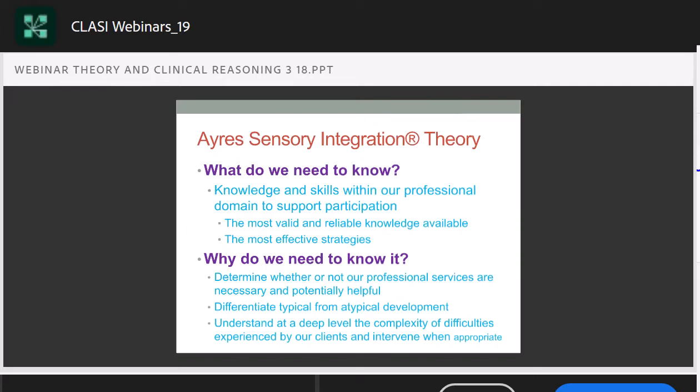So what do we need to know? What we need to know as practitioners is the knowledge and skills within our professional domain. I'm imagining that those of you listening are from different professions, not only occupational therapy, but we work from our professional domain, and then the outcome is to support participation. We want to use the most valid and reliable knowledge available within our professional domains and use the most effective strategies. And why do we need to know that?